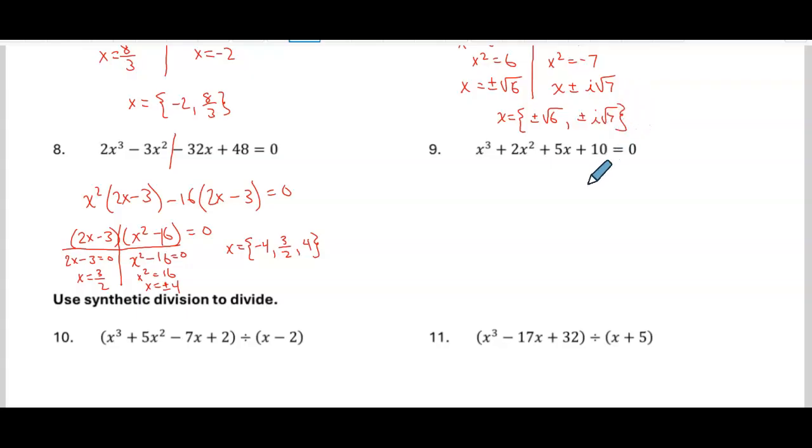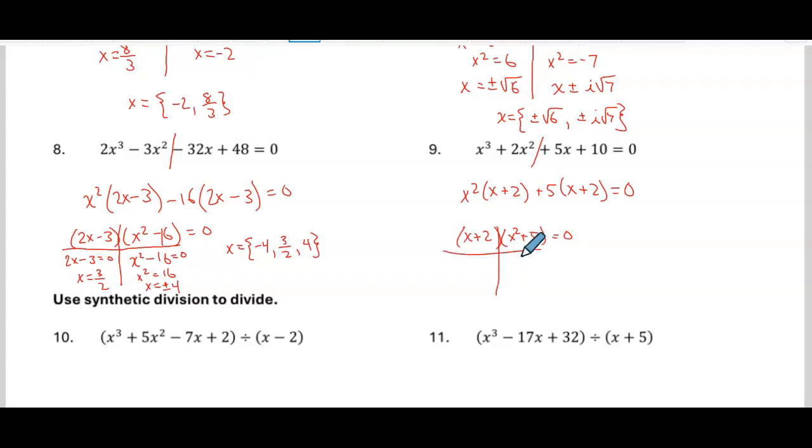All right. Number 9, splitting it in half again. Okay, so GCF here would be x squared, and that leaves me with x plus 2. GCF here is 5, and that leaves me with x plus 2. So it's the same thing. We take out the common factor. We have our leftovers.